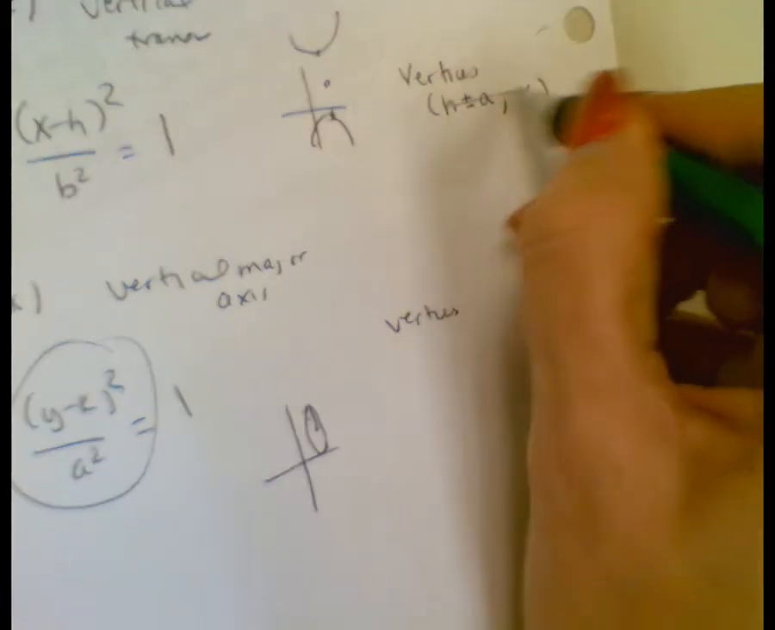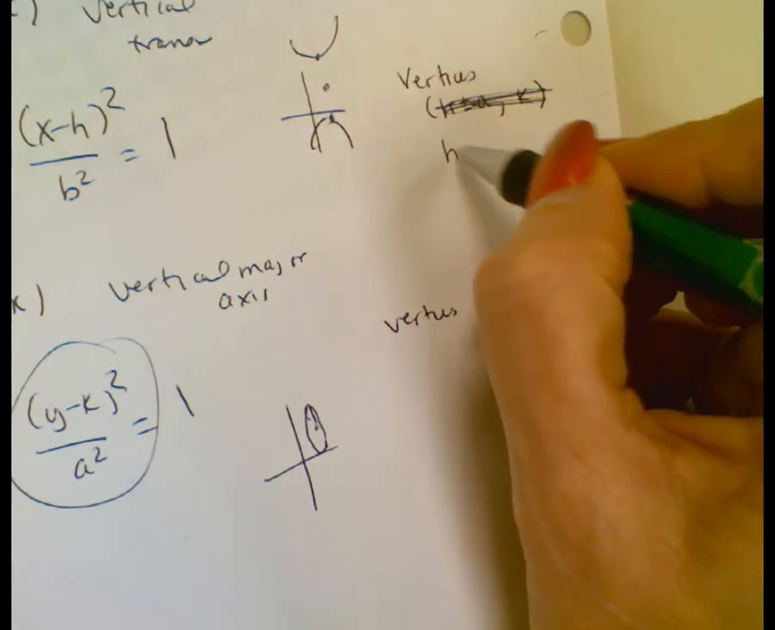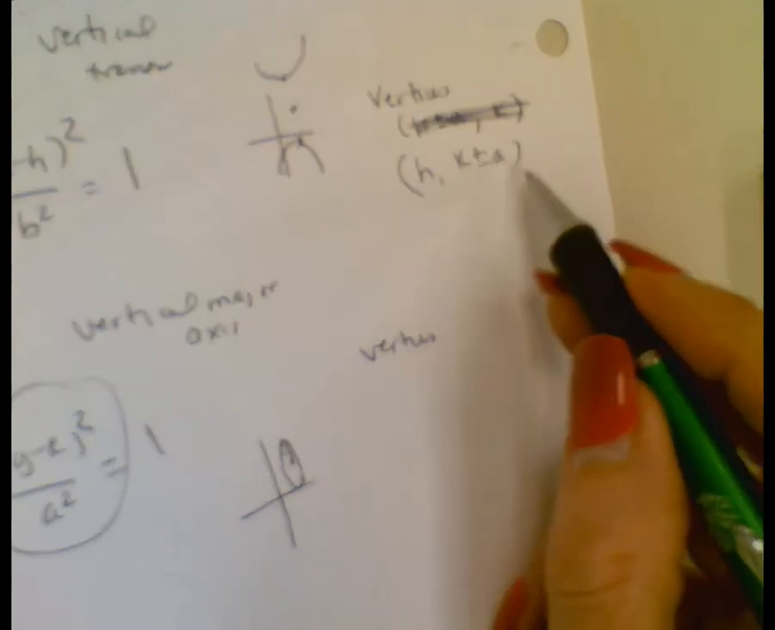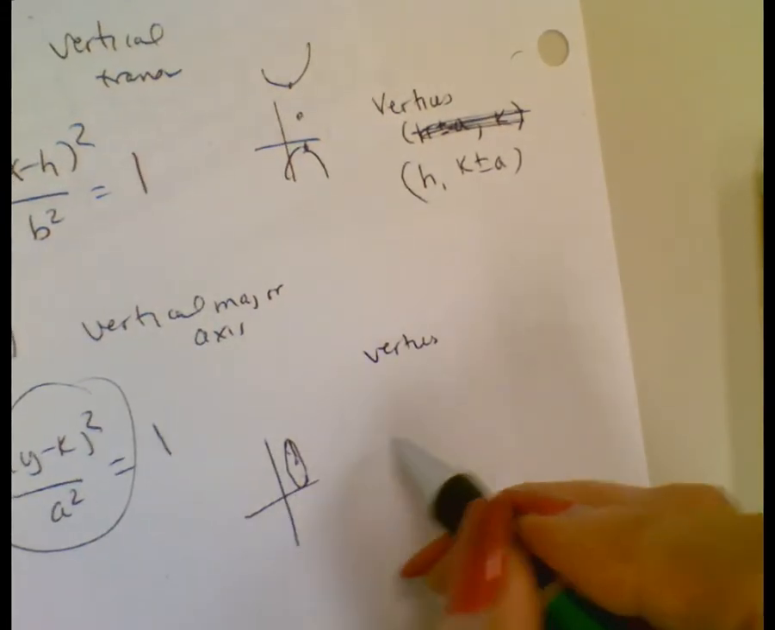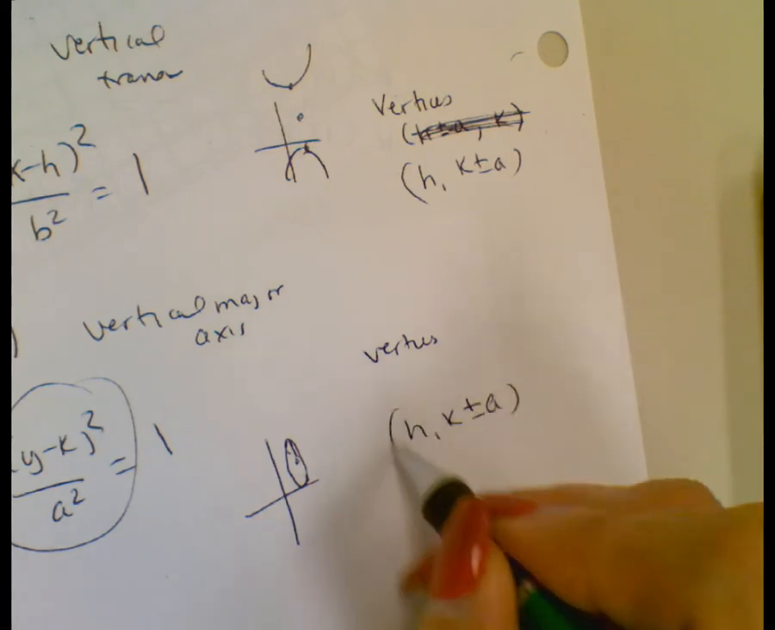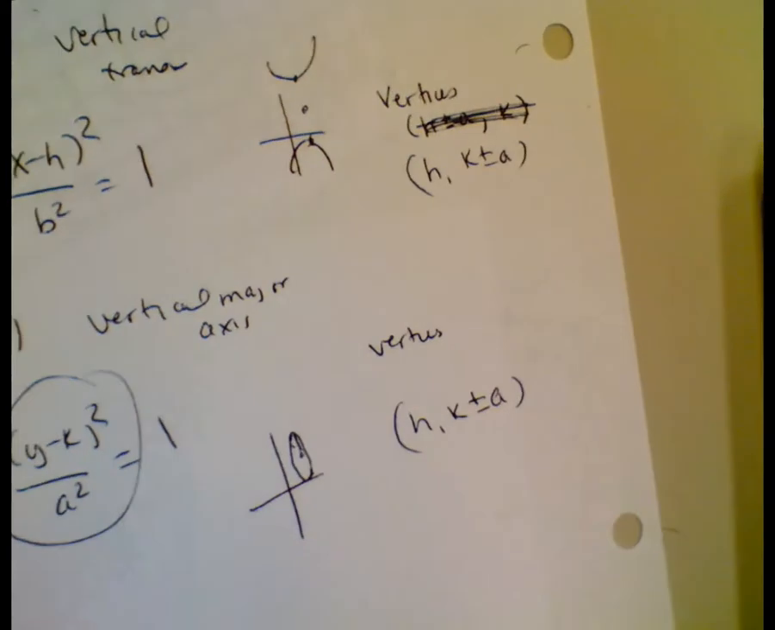Actually, I did this wrong, didn't I? This one has the same h, has a different k. I'm so sorry, that is wrong. Go back up to this one. This is (h, k plus or minus a). This one is also (h, k plus or minus a). So the vertices would be the same, the main vertices, the majors.